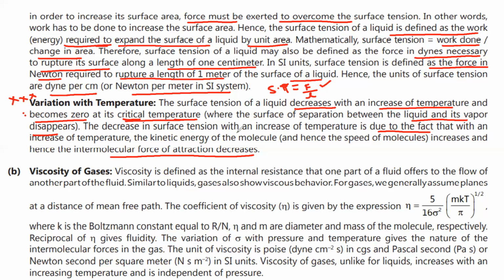So the decrease in surface tension with an increase of temperature is due to the fact that with an increase of temperature, the kinetic energy of the molecules increases, hence the speed of molecules increases, and hence the intermolecular force of attraction decreases. So surface tension is proportional to pressure, you can see simply.